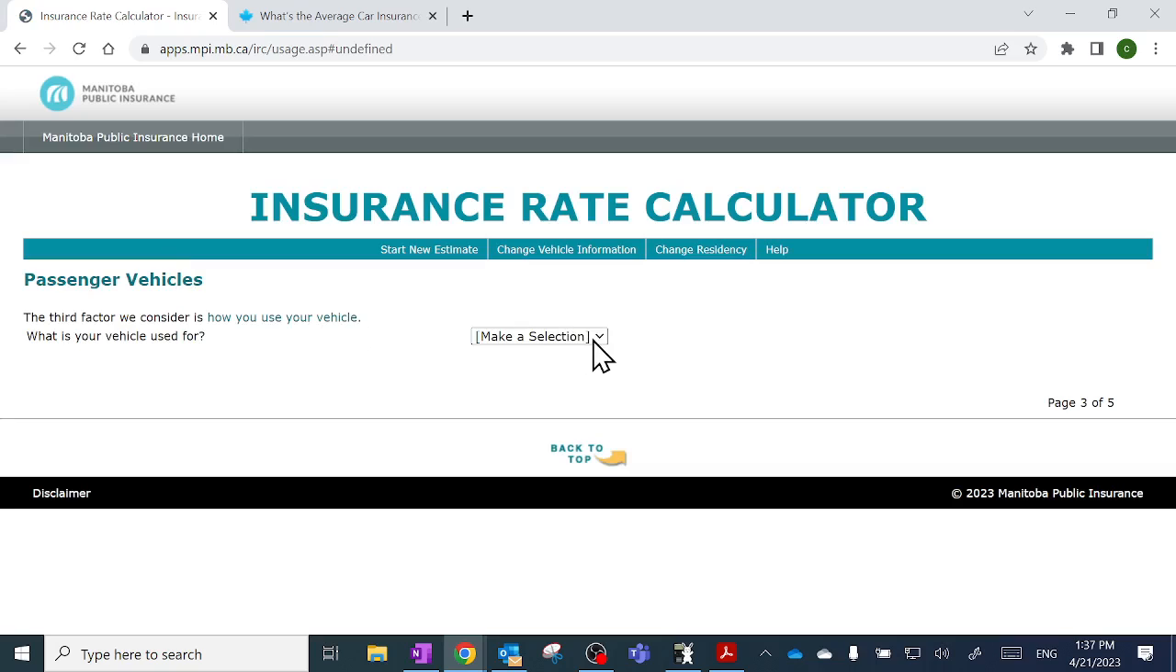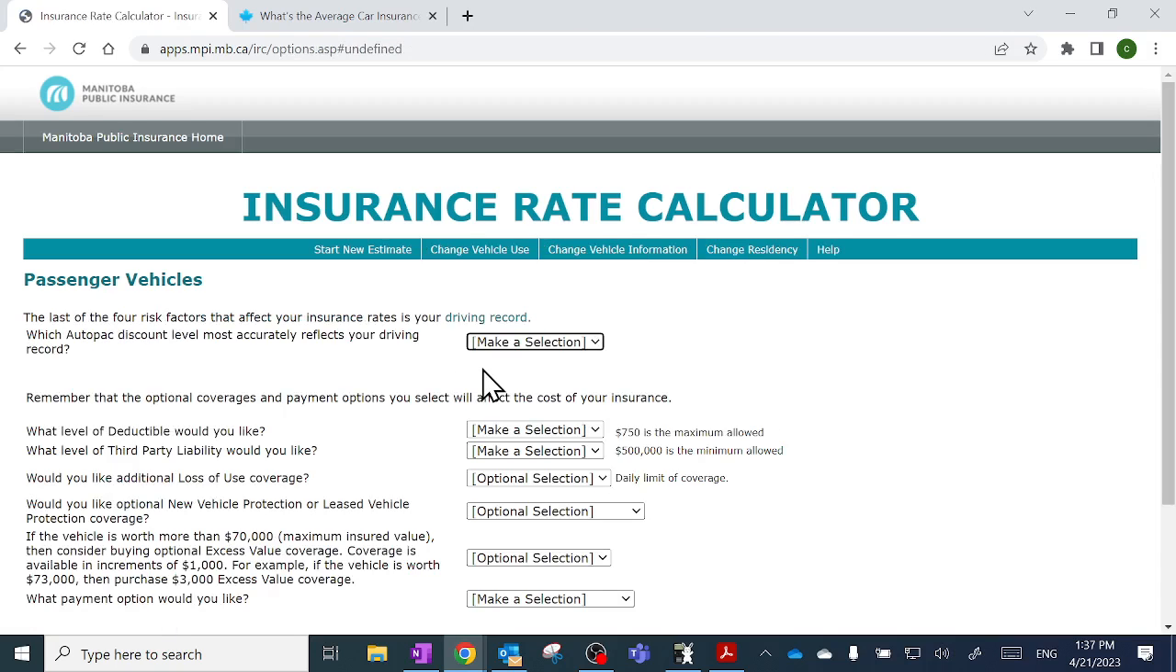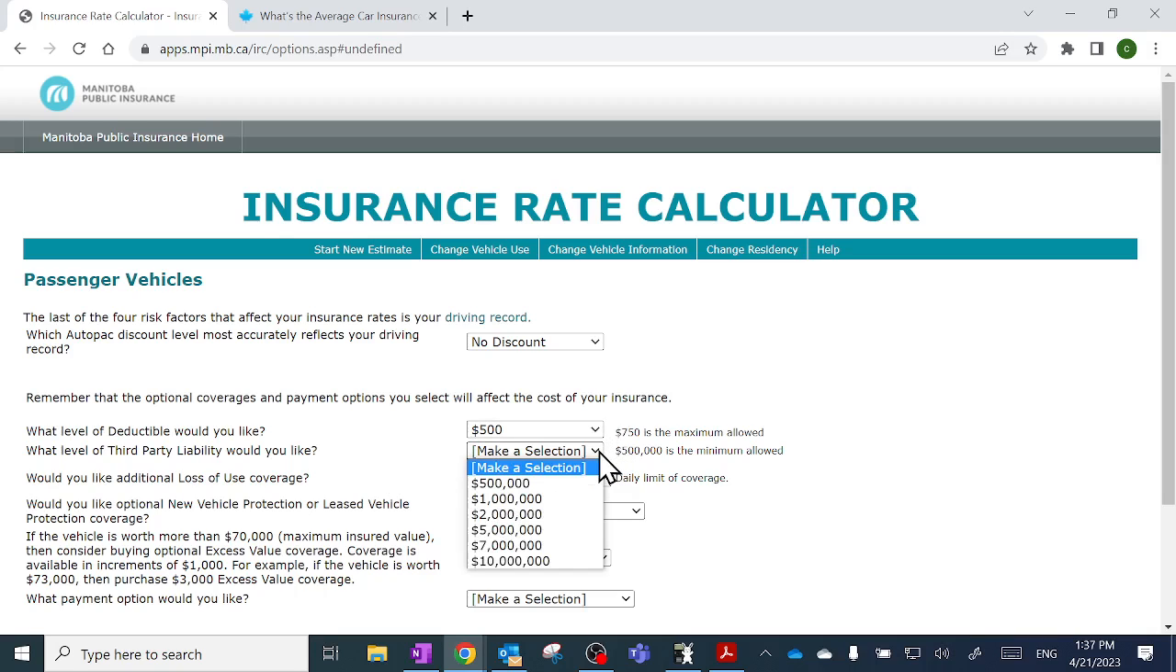Okay, now, what is it used for? It's asking, and I'm going to say all purpose. We're going to drive this to work and school every day. All purpose. Okay? Next. All right. Let's assume that it's like you guys. We just got our license. We don't have a discount rate yet. So we'll say no discount yet. Let's take the smallest deductible; again, almost nobody wants a $750 deductible. Let's go with a $500 deductible. And third-party liability, the least you can have is $500,000, so we'll go with that. Most people actually pay for the $2 million one.